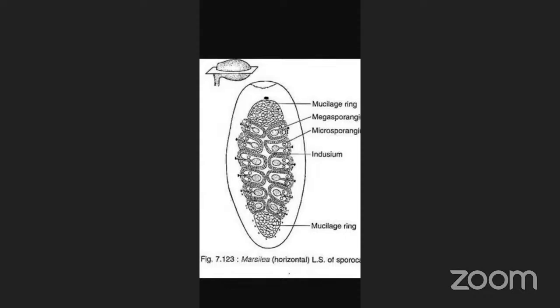Lycopodium, Equisetum, and Marsilia. These three topics are very important in your theory as well as the practical. In Lycopodium, specimens are also there: external morphology and transverse section of the stem. The Lycopodium stem has a protostele. But what is the stele character of the Marsilia rhizome? Amphiphloic siphonostele.